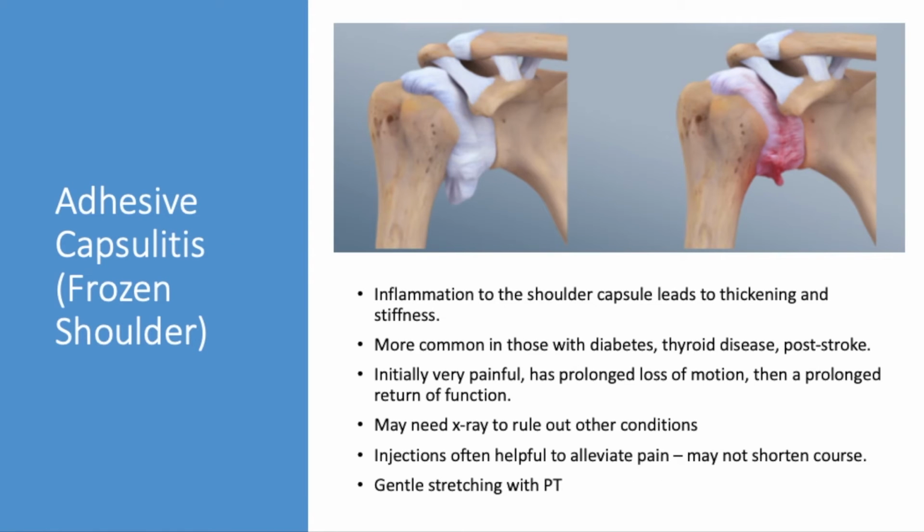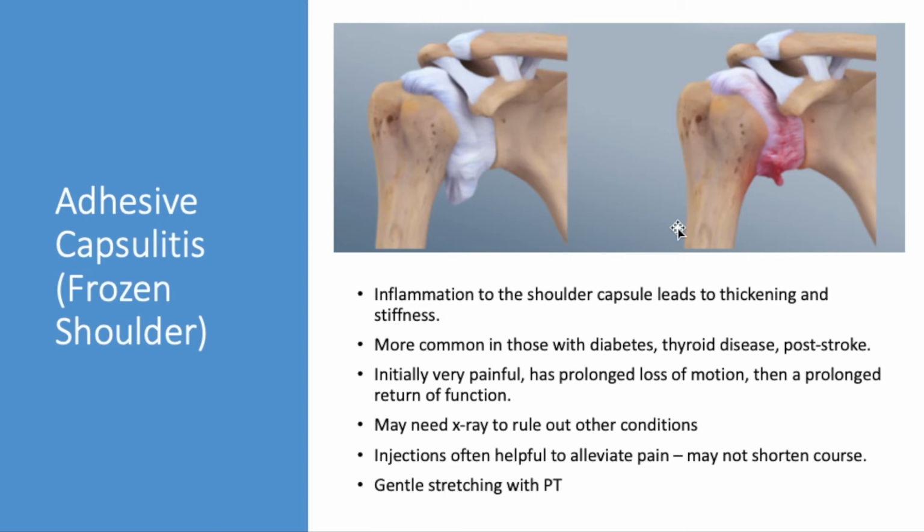Adhesive capsulitis is another fairly common shoulder ailment. This is caused by inflammation to a shoulder capsule, which leads to thickening and stiffness. In a healthy shoulder, there is a lot of redundant capsule tissue, as we see here on the left. It wraps around the shoulder joint, and it allows for the shoulder to move in a large range of motion without restricting movement. When it does become inflamed, this can kind of scar down here, and the shoulder is not able to move very well because this capsule prevents a large range of motion.